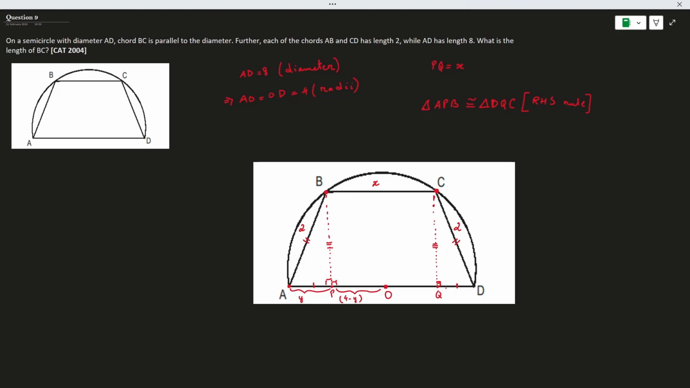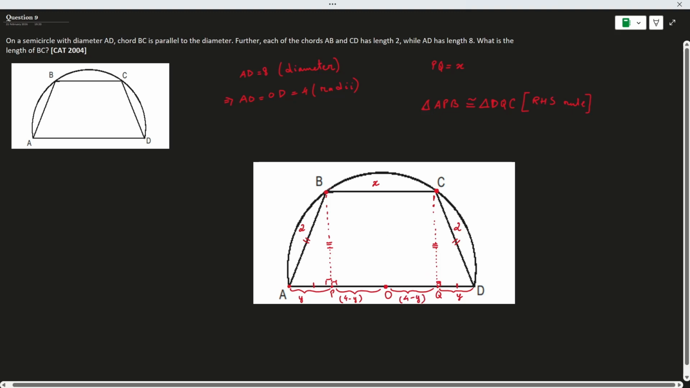But I personally do not go by symmetry, because in some cases this does not work, although the figures might look similar, or there might be some symmetry, but they don't always work. So I prefer to prove the similarity or congruency between the figures, and then I take the next steps. So what will be this? This will be again 4 minus y.